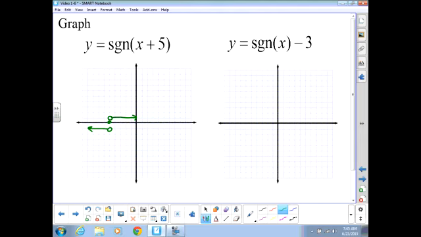Now, in the next one, we have a minus 3 at the end. That should just shift our function down 3. So the point that was at 0, 0 is now at 0, negative 3. We got open circle above going to the right, open circle below going to the left. So that is just a couple transformations of our signum function.